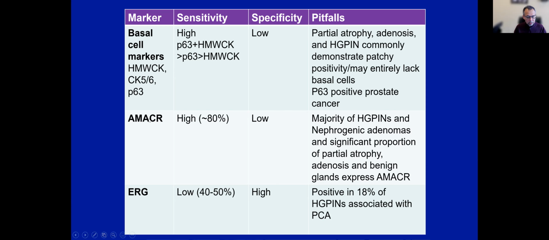ERG is a new molecular marker for prostate cancer. It is highly specific but has a low sensitivity, present in only 40 to 50% of prostate cancers. And you have to keep in mind that a small proportion of high-grade PIN, particularly that intermingled with adjacent unsampled prostate cancer, may show ERG positivity. In my opinion, when I see ERG positivity in high-grade PIN or benign gland, invariably you are going to have an unsampled prostate cancer. Again, because of its low sensitivity, I think this particular marker has not been routinely utilized in practice.